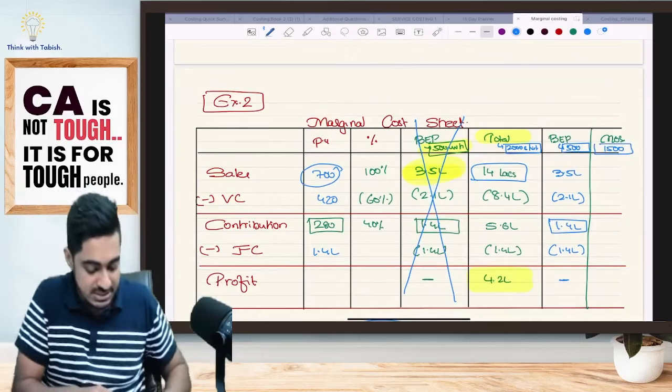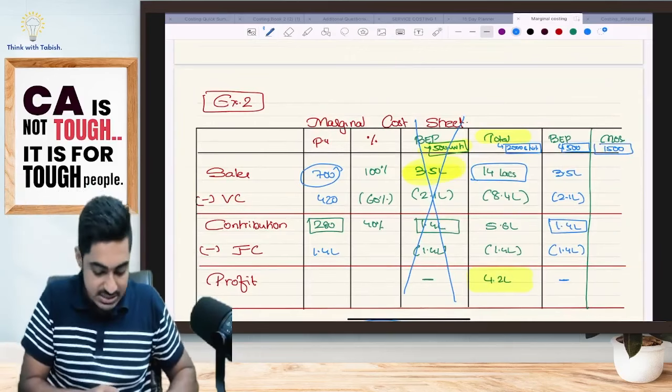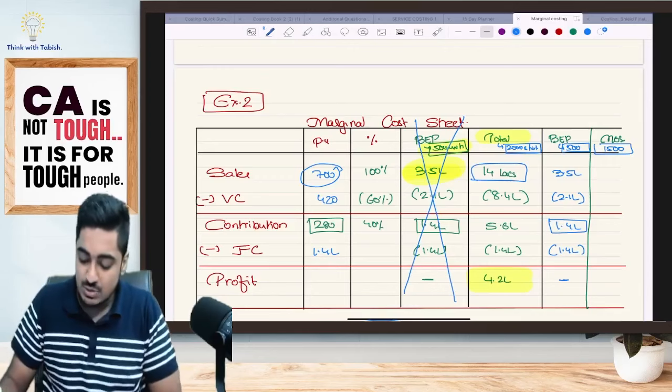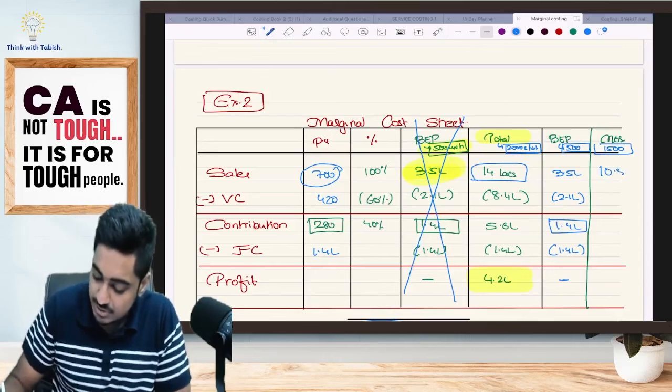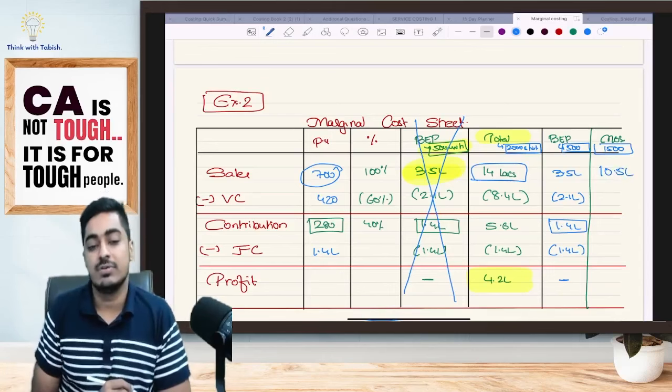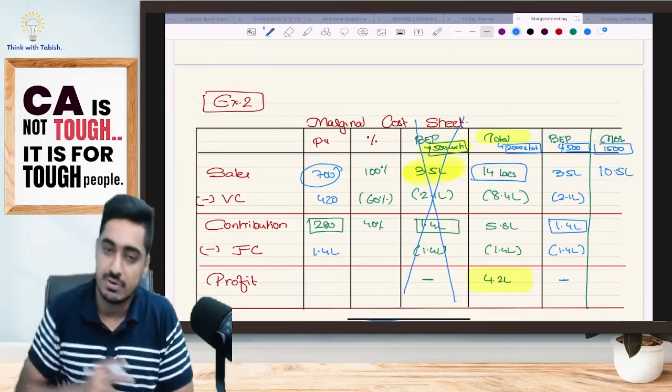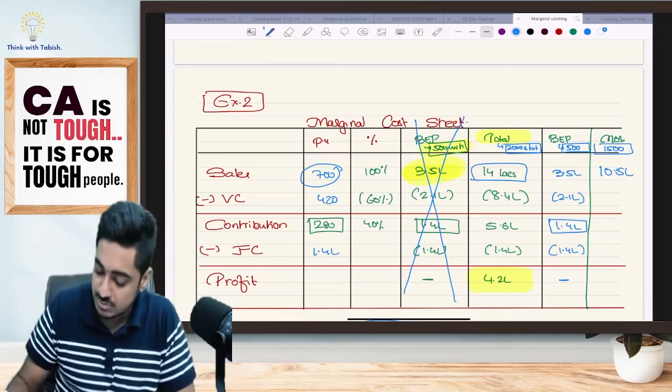Every shirt at what price am I selling? Sir, every shirt I'm selling at 700. That means 1500 shirts into 700 per shirt. That means again 10.5. Yes or no, everyone? Yes, sir. That is also fine. Approach number 2.